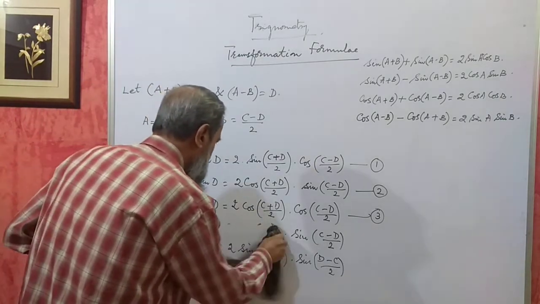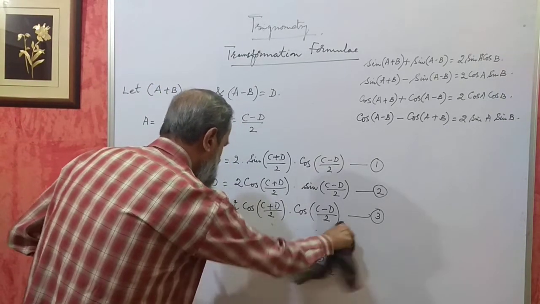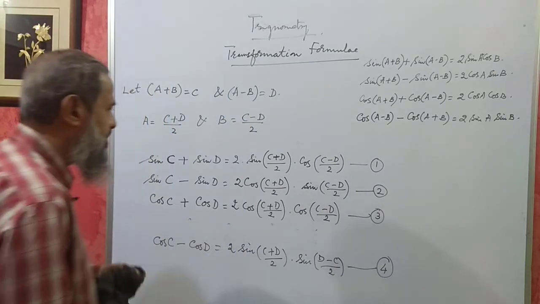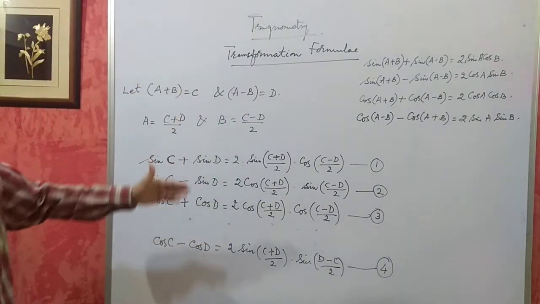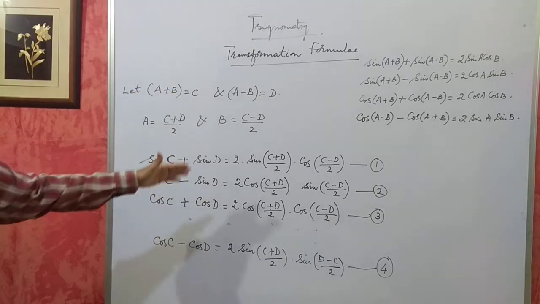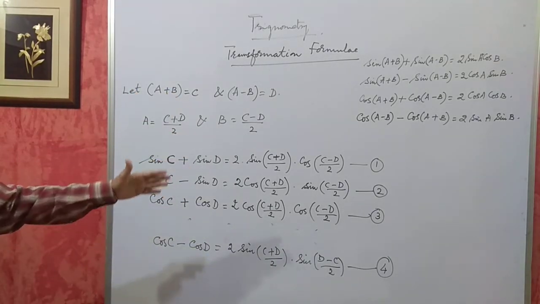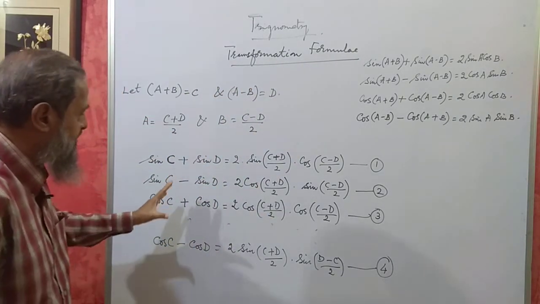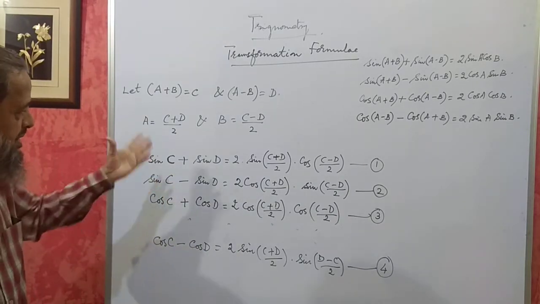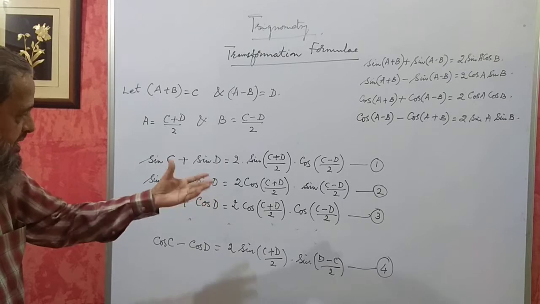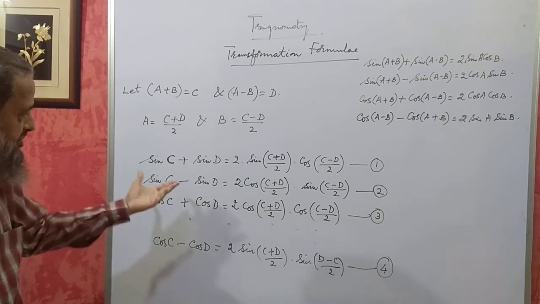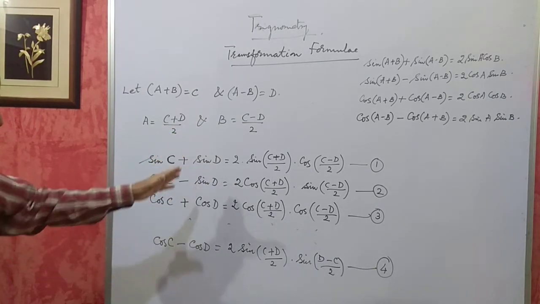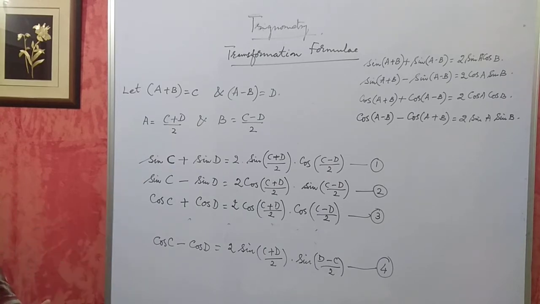the fourth equation. These four equations are important and they enable us to solve different problems in higher trigonometry. Later on, these formulae will be used to solve the problems. These formulae are called the transformation formulae, and they help us to convert addition or subtraction into multiplication, or multiplication of trigonometric functions into addition and subtraction. So these four formulae are very, very essential.